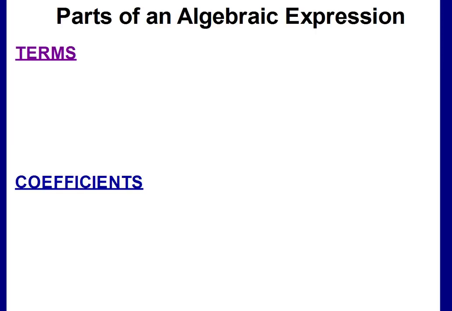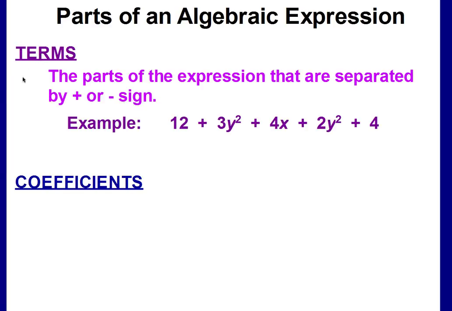Okay, so go ahead and open up your journal. We're going to talk again about the parts of an algebraic expression. We've already talked about some of these parts when we did our intro to algebra, but now we're going to talk a little bit more about the terms and what makes up the expression itself. So a term. In your journal, go ahead and write this down.